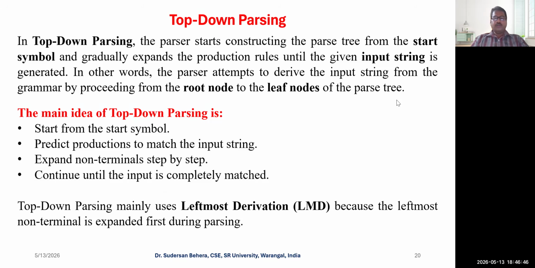So the main idea of a top-down parser is that it follows leftmost derivation. Remember, a top-down parser always follows leftmost derivation, whereas a bottom-up parser follows rightmost derivation, but in reverse order. That we will discuss.